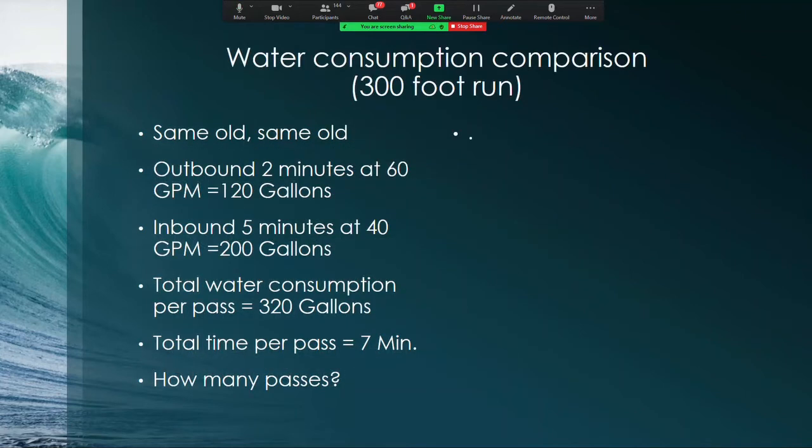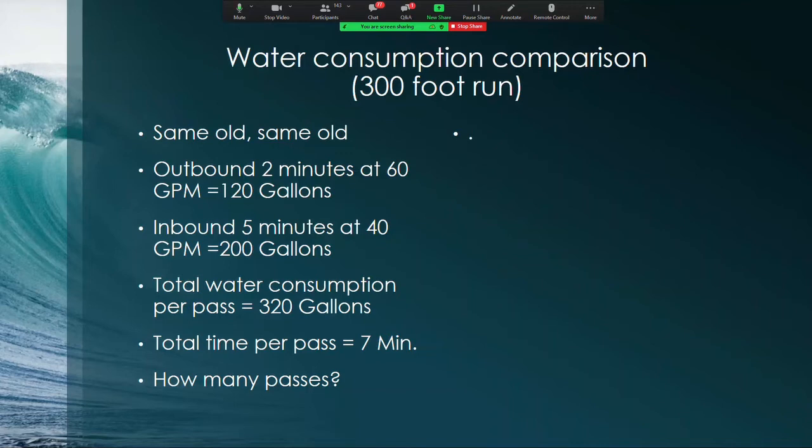Okay? So I'm going to look at this, because one of the big comments before was water consumption. Oh man, I haven't got enough water to play games. I got to go and do this job. So here I have a nozzle traveling at 150 feet a minute. I've got a 300-foot run. The nozzle is going to go out at 60 gallons a minute, which is conservative. Going to travel for 2 minutes.